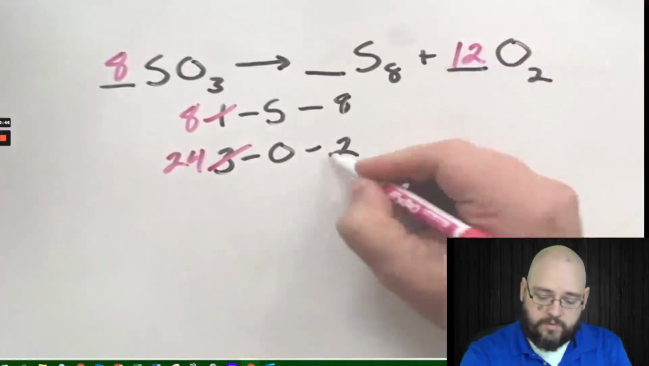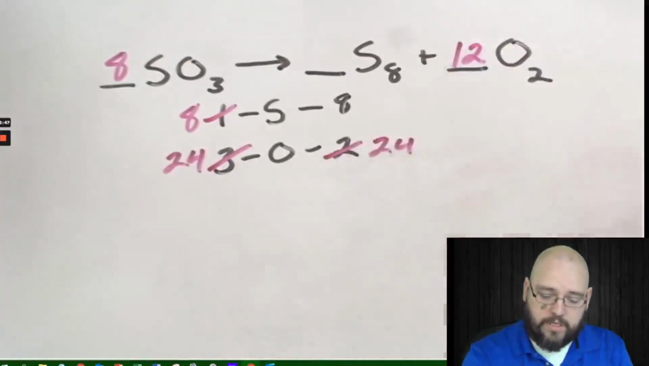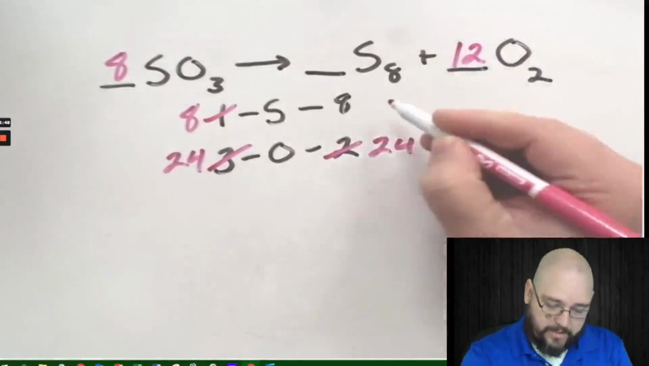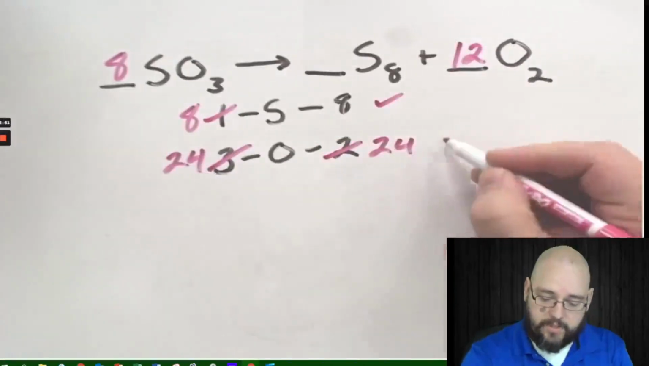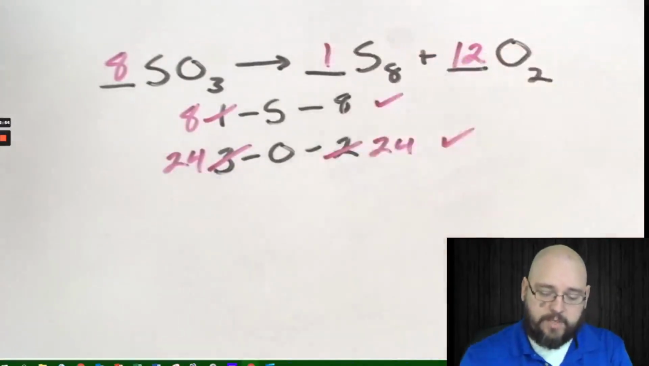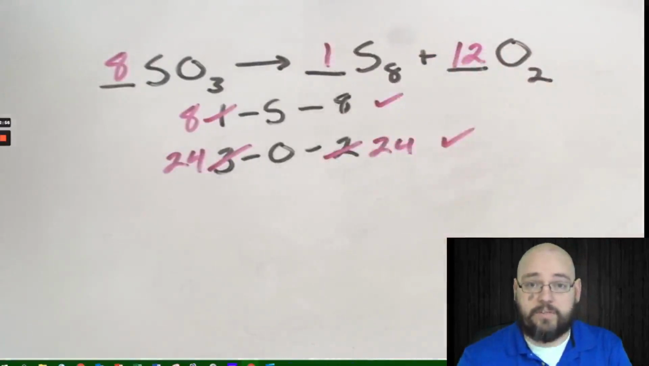So 2 times 12, I now have 24. And my sulfurs are now balanced. My oxygens are balanced. And so I'm going to fill in my blank with a 1 just so that I have a blank filled in. And there is my balanced equation. This one's not that complicated.